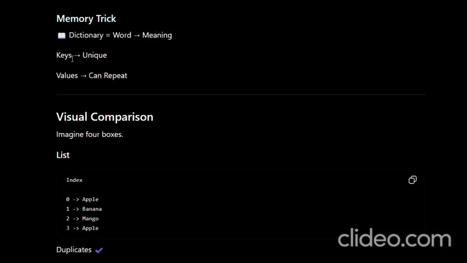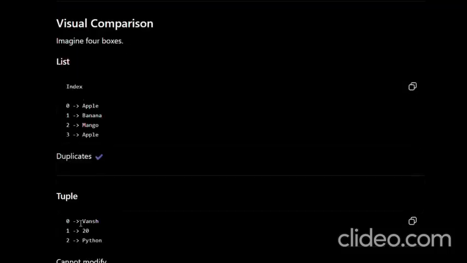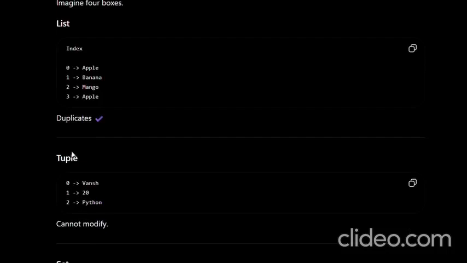So there is a memory trick here. A dictionary is like a word and meaning. Key is unique and values can repeat. Now a visual comparison. Imagine a list as boxes: the 0th index is apple, the first index is banana, the second index is mango, and the third index is apple. This is how indexing happens, and duplicates are allowed. In a tuple, the 0th index is once, the first index 20, the second index Python.